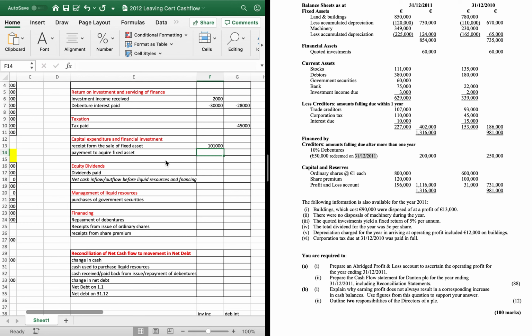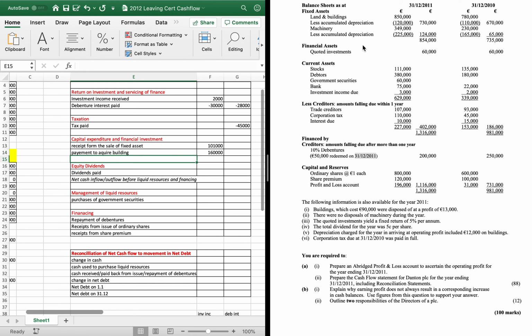Did we buy any fixed assets? We definitely did. Fixed assets, remember, have gone 780 minus 90 is 690. And then we must have bought a building costing 690 plus, what would it be, 160 for the building. So I'm going to put in 160 there, payment required. I'm going to just say building rather than fixed asset.